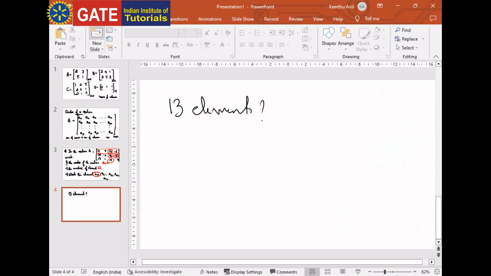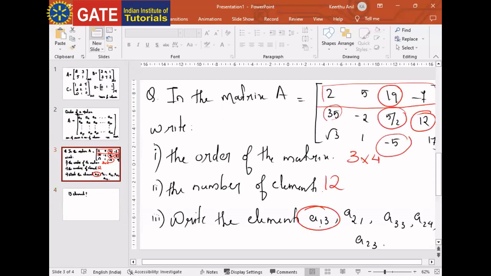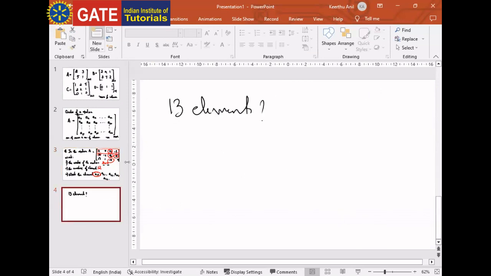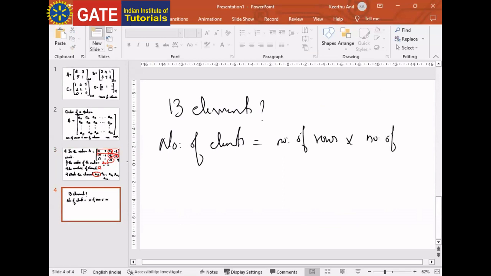Okay. So the first part you can do, right? What is given in the first part? Given a matrix, it has 24 elements. So the total number of elements is how much? 24. And we have seen how we can calculate the total number of elements: number of rows multiplied by number of columns. So you know that number of elements is equal to number of rows multiplied by number of columns.